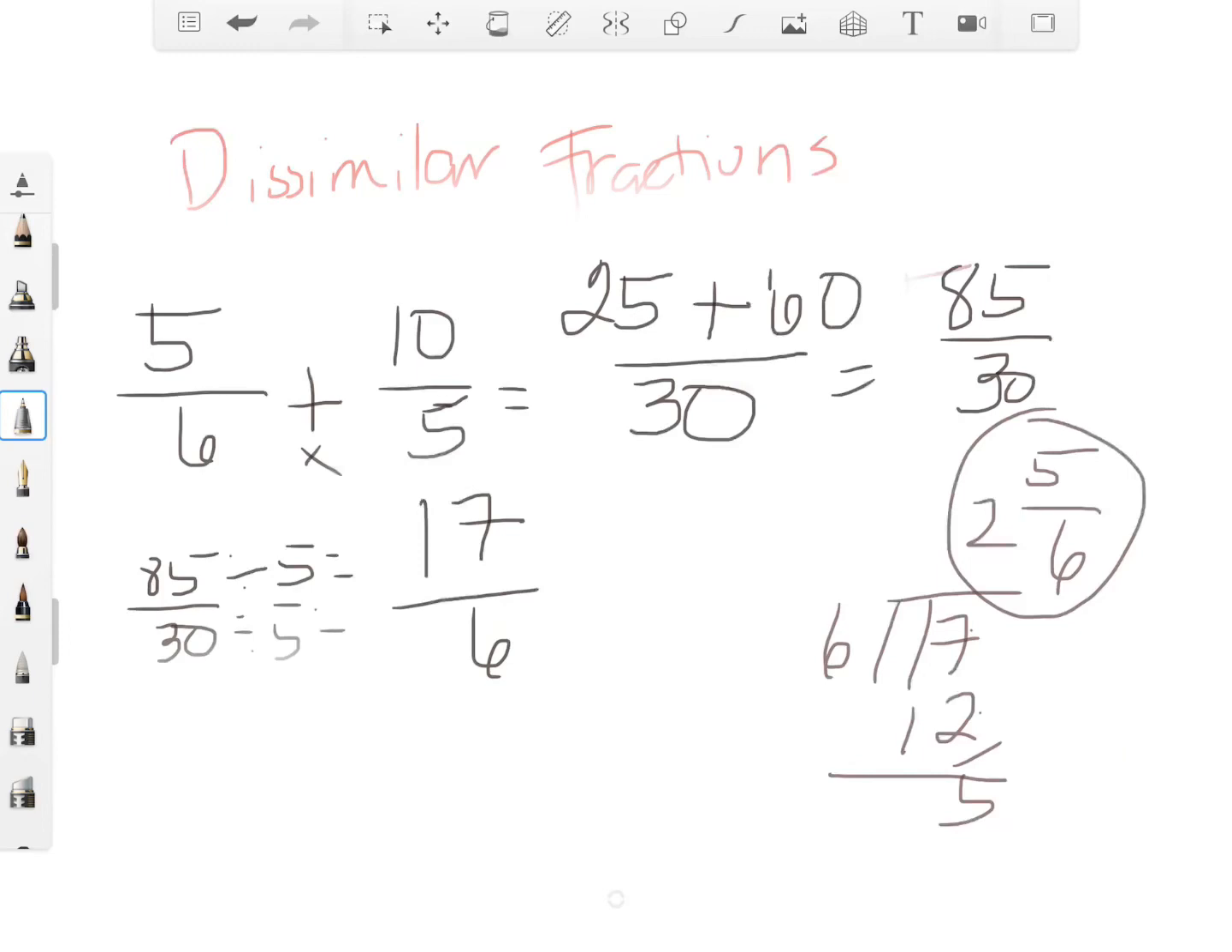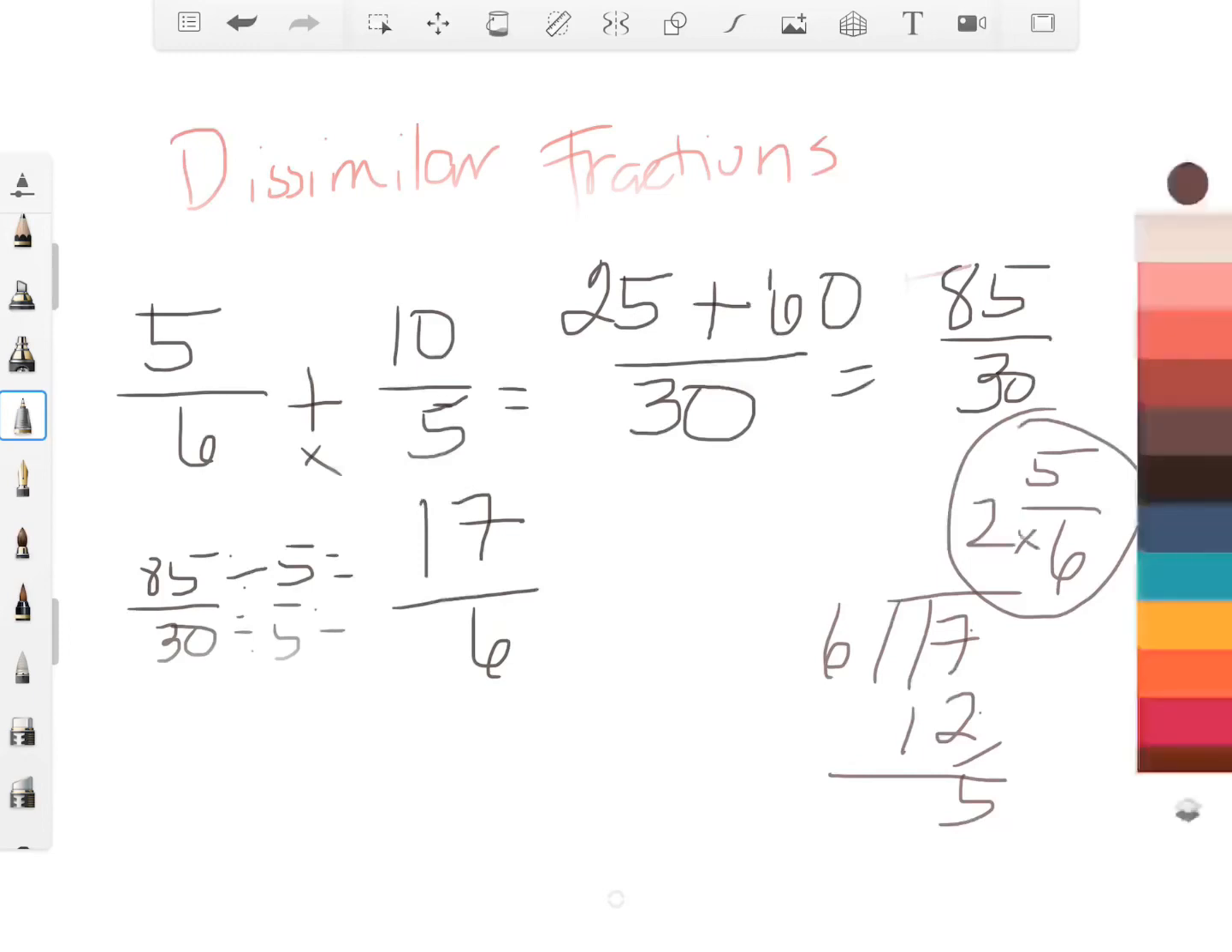And again, they will check your answer all the time. So in order for us to do that, all you have to do is multiply the denominator by its whole number. So 6 times 2 is equal to 12. And add it to its numerator. So 12 plus 5 is equal to 17. So we always revert to our original improper answer.